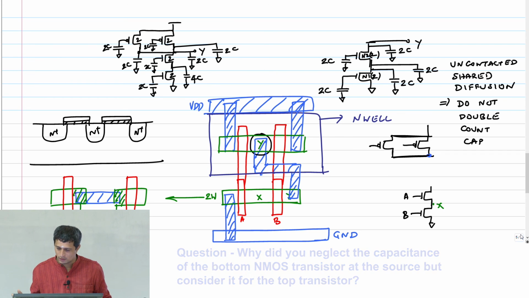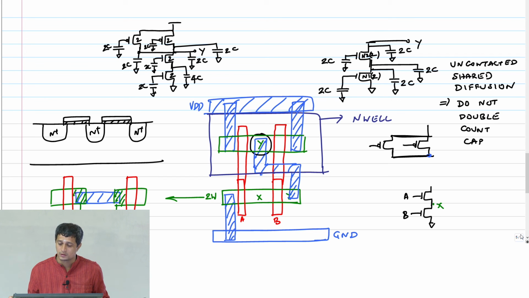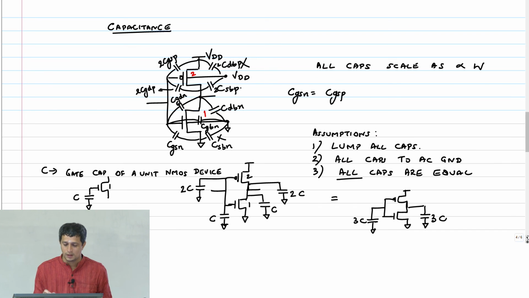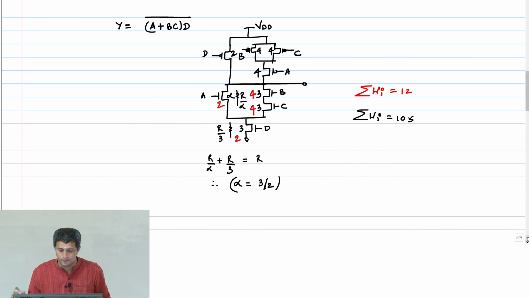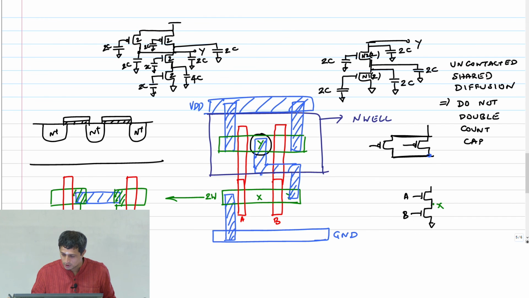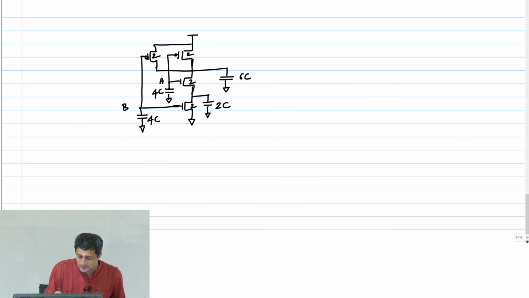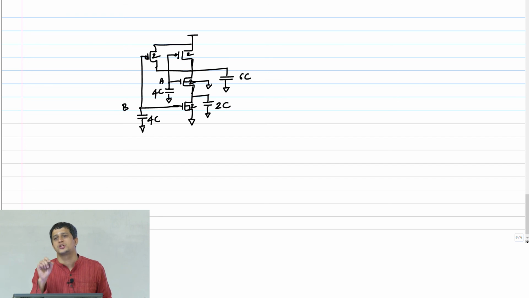See, for the inverter, the bottom transistor source was shorted to the body. Both are connected to ground. If you look at this NMOS transistor stack here, this guy's body is grounded, this guy's body is grounded, but the source is not. Therefore, I have to bring in that capacitance there. Only because in an inverter, source and body were grounded, I could remove that capacitance out of the picture.